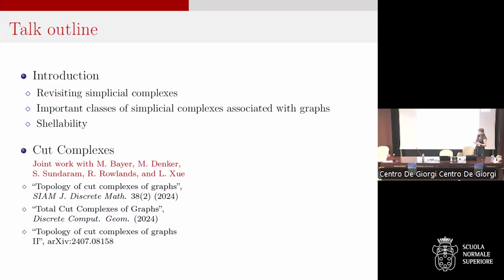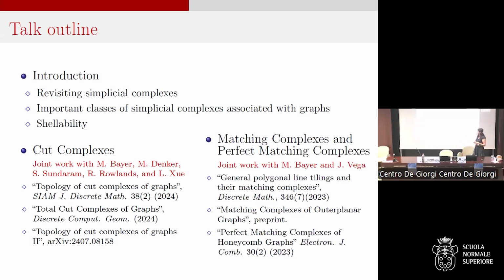And then I'm going to go to some original results. I'm going to talk about cut complexes. It's based on these preprint papers, and it's joint work with Mark, Marge, Sheila, Rowan, and Leigh. All of them are from the United States. Cut complexes are new graph complexes. We define them. And then I'm going to talk a little bit about matching complexes and perfect matching complexes. Matching complexes are old graph complexes, and we know a lot about them, so I'm going to mention some new results. Again, it's based on joint work with Margaret and Julie from the United States.